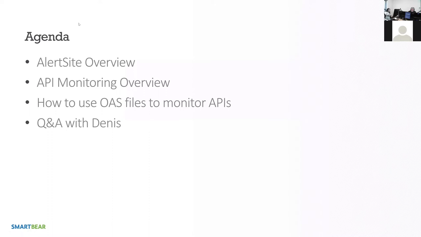So today we're going to go over a little bit about AlertSite, just in case for those of you who are on the webinar who aren't as familiar with AlertSite as we are. We'll go over the platform, we'll go over our API monitoring capabilities in general, and then we'll delve into how you can use your OpenAPI specification files to monitor APIs in AlertSite. Then we'll open up the floor for questions.